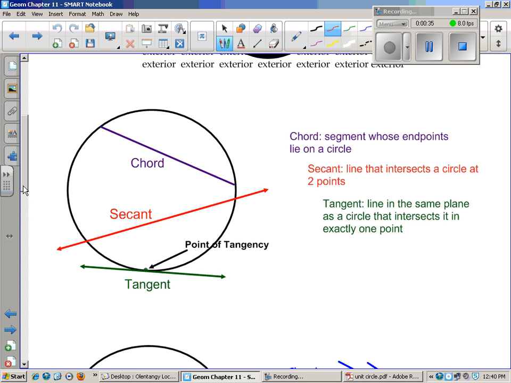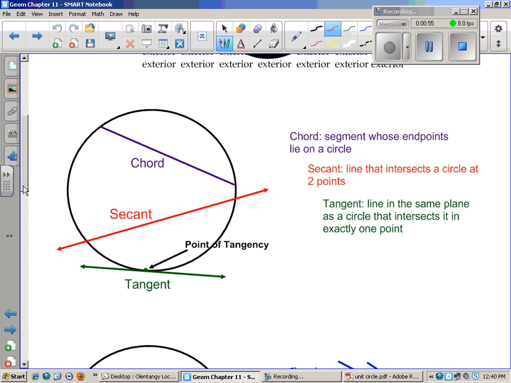A secant is a line, so it goes in both directions forever. It's a line that crosses through the circle and intersects the circle in 2 points. So it goes in here, through the circle, and out that side, and it intersects the circle in 2 points.